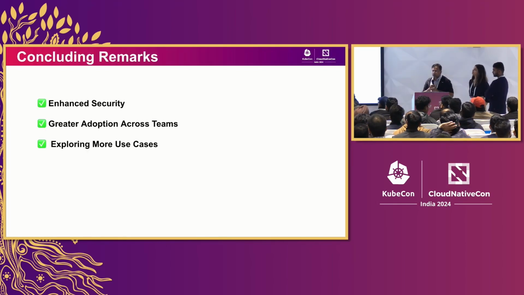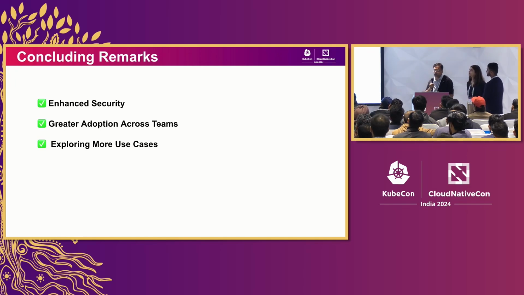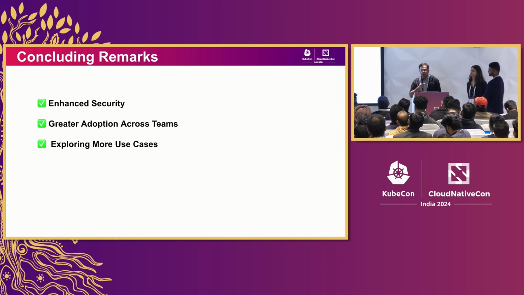So overall, within Razorpay, Kyverno has helped us enhance the security of our K8s infra. Since the policies are easy to write, we have seen greater adoption. We are also exploring advanced use cases of Kyverno, like image signing and supply chain security. That's it. In the next slide, Vishal will talk more about how Kyverno can be used as more than a policy engine. Over to you, Vishal.